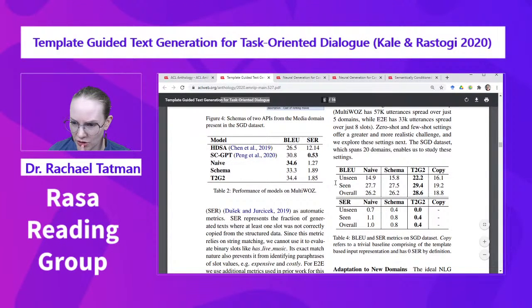On the SGD dataset. So this is BLEU. Higher is better. And this is error rate. Lower is better. And the bolding is for the best in each row. So unseen BLEU was lower than it was for seen. These are the categories it has seen before, categories it has not seen before, and then overall. So BLEU was worse for things it hadn't seen, better for things it had seen, and sort of split the difference overall.